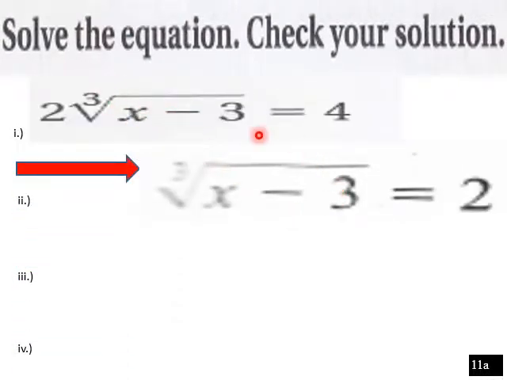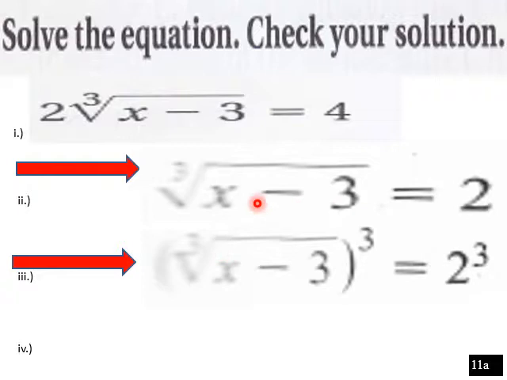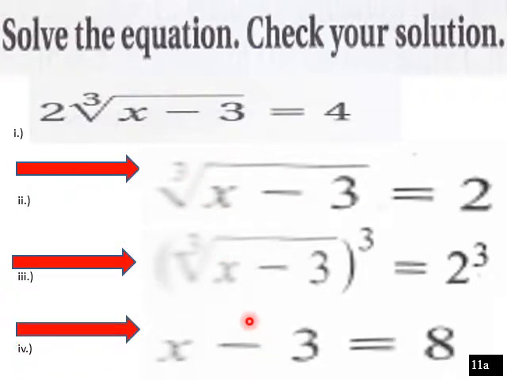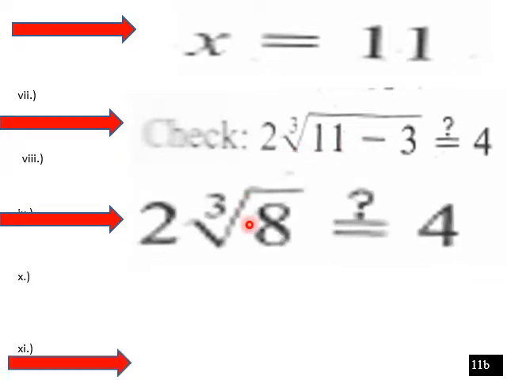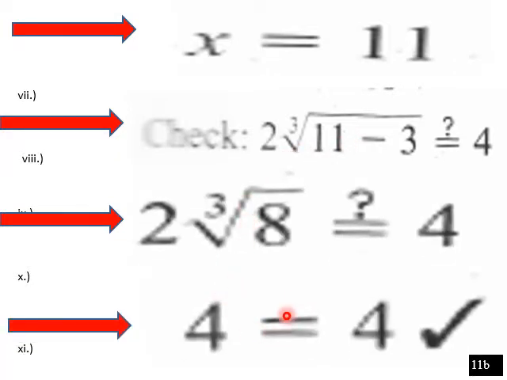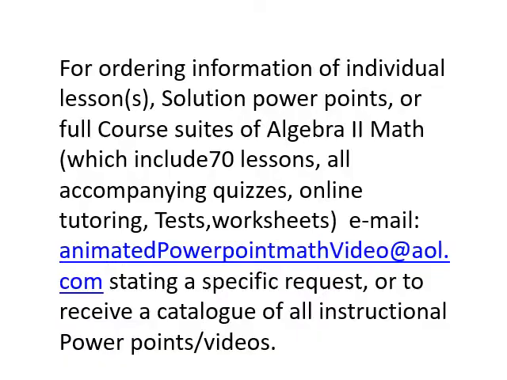We have this here, so we're going to divide through by 2 on both sides. And then we're going to cube both sides to get rid of our cube root. We have x minus 3 equals 8. Then we solve for x. We get x equals 11. We substitute that back into the original. Check to see if it comes out: 4 equals 2 times the cube root of 8, which is 2 times 2, which is 4. 4 equals 4.